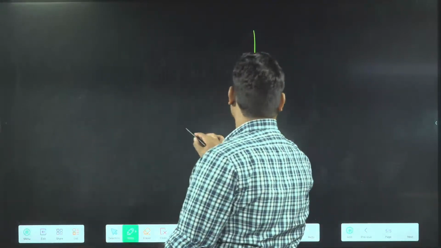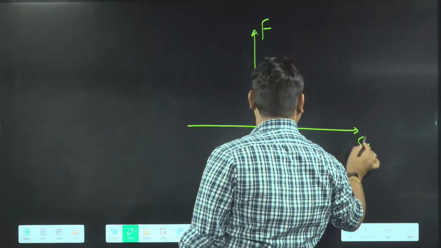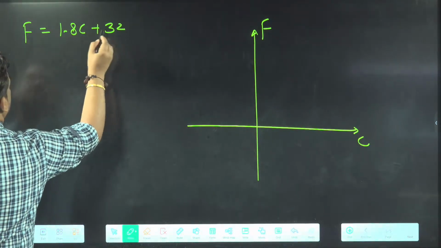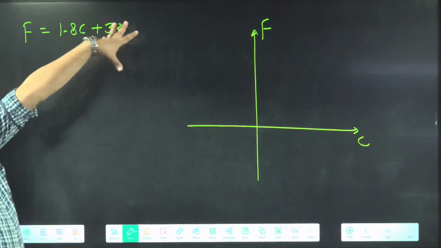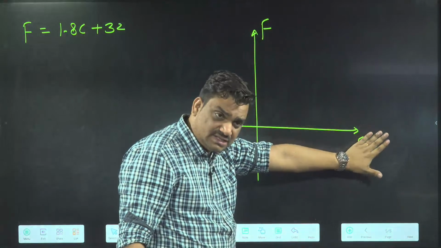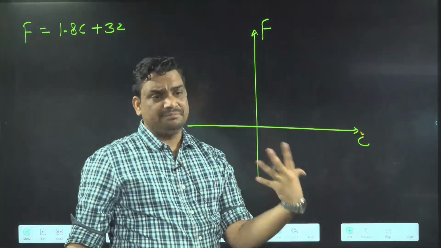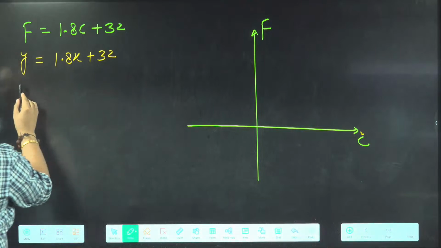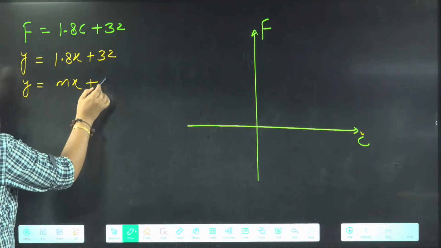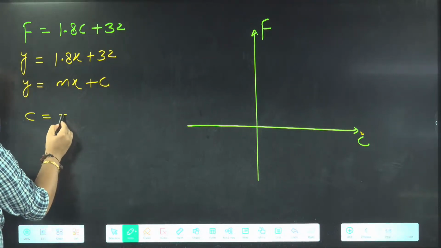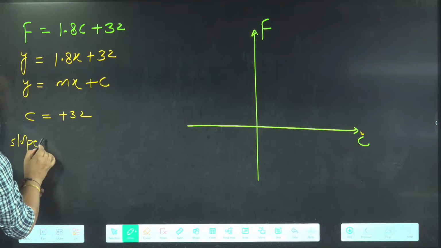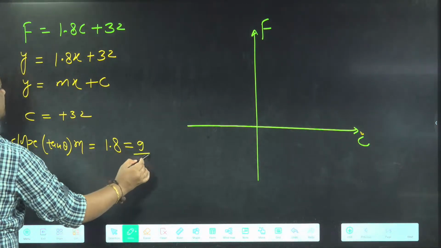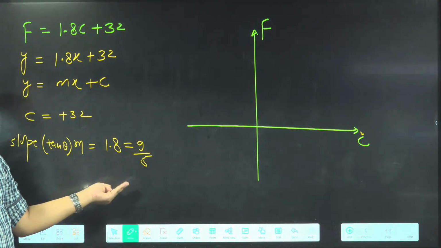So the question is, they are asking what the graph between F and C is. We need to write the relation here: F equals 1.8 C plus 32, which we already know. F is on the y-axis and C, degree Celsius, is on the x-axis. So I will put y equals 1.8x plus 32. This is the same as y equals mx plus c. Comparing, c is plus 32, which is positive. The slope, which is tan theta, or M, is 1.8. I can write 1.8 as 9 by 5, because 9 by 5 is actually 1.8.